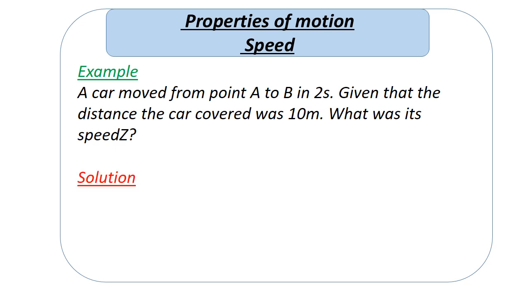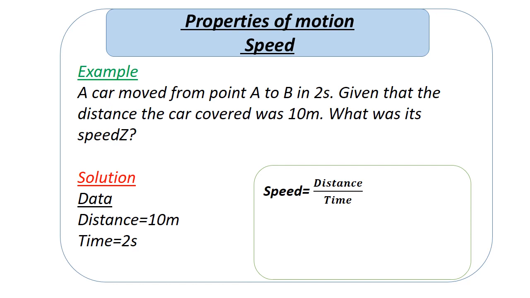So first things first, let's collect the data from the question. Always when you're solving a physics question, it is advisable to collect the data, the numbers you have been given, so that you plan well. So we've first been given the distance, which is 10 meters, and the time, which is 2 seconds. How can we use these two to calculate speed? We know the formula for speed is distance over time. So speed is equal to 10 meters, which is the distance, over 2 seconds, which is time. Then when we divide, we get 5.